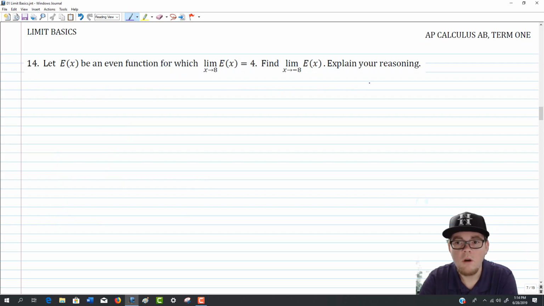Okay, that brings us to more true-false style questions that talk a little bit about limits and their behavior. So, in this case, no, this is not the true-false question. This is just a straight-up question about an even function.